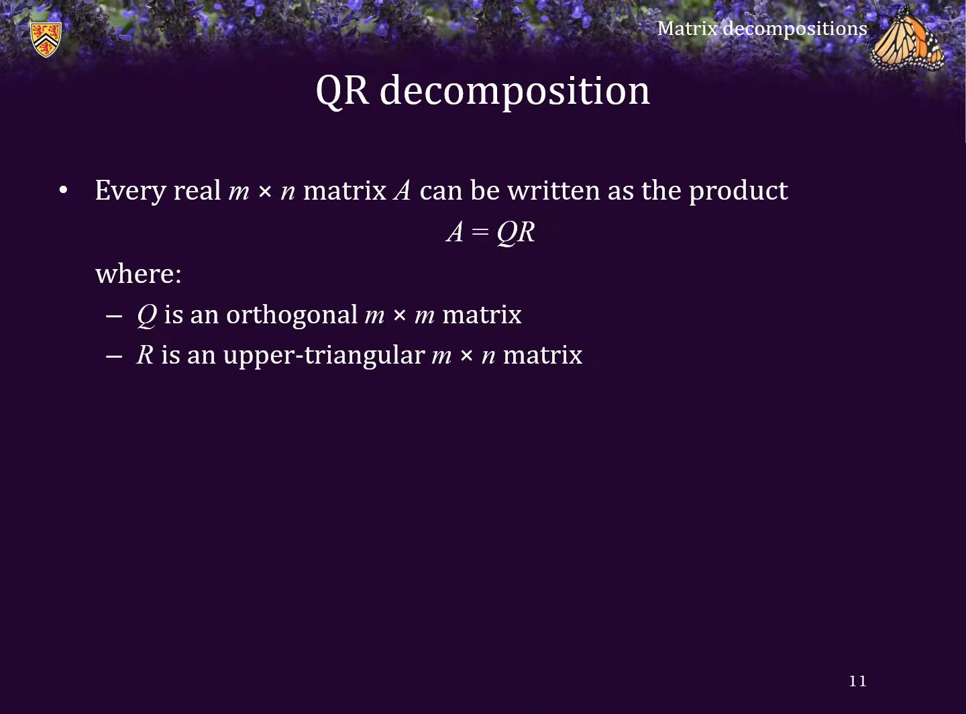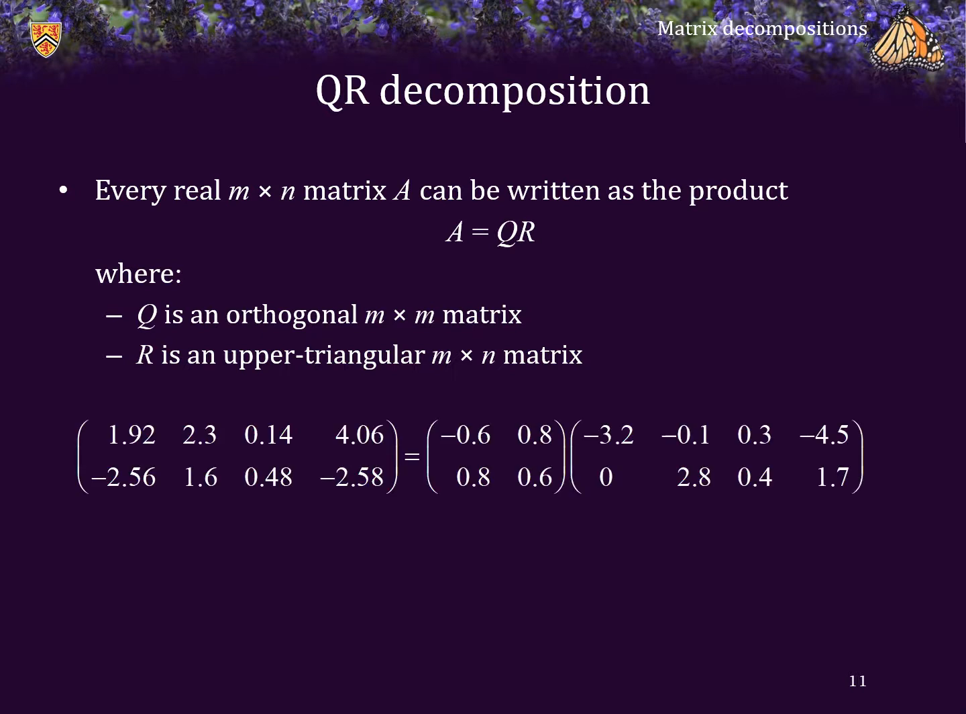The QR decomposition says that every real m by n matrix A can be written as a product A equals Q times R, where Q is an orthogonal square m by m matrix and R is an upper triangular or right triangular m by n matrix.